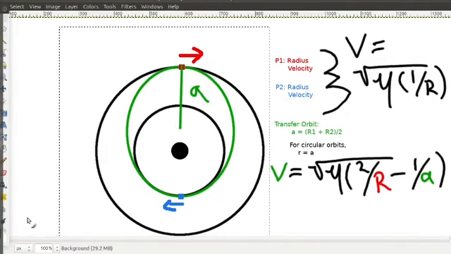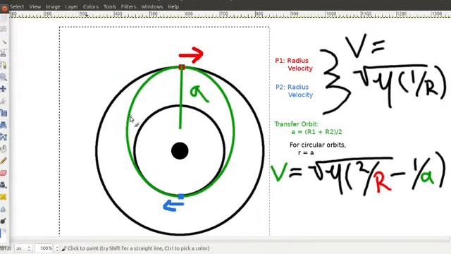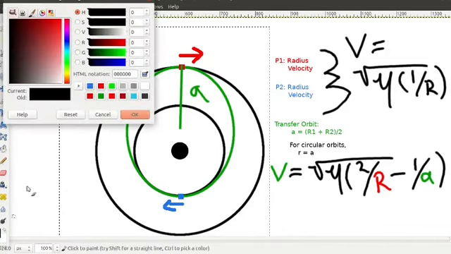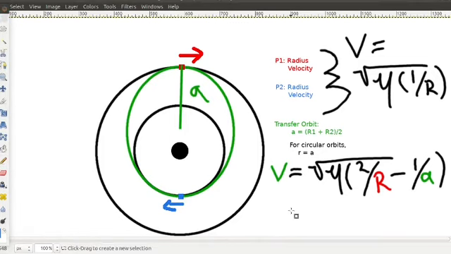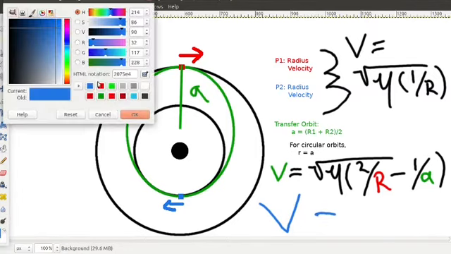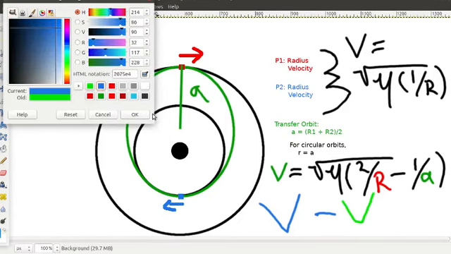And having now found blue V, you now need to take blue V minus green V again to get your maneuver for your inner orbit.